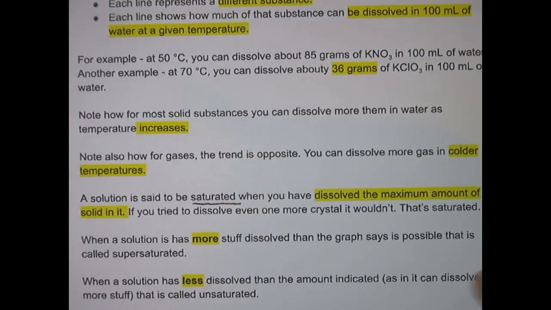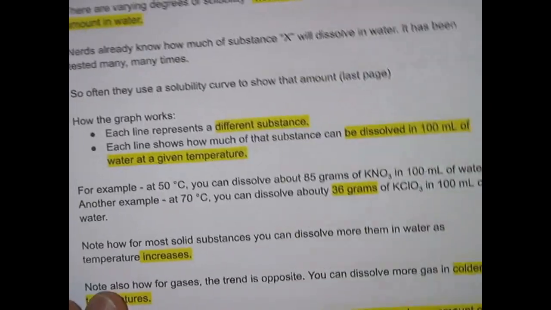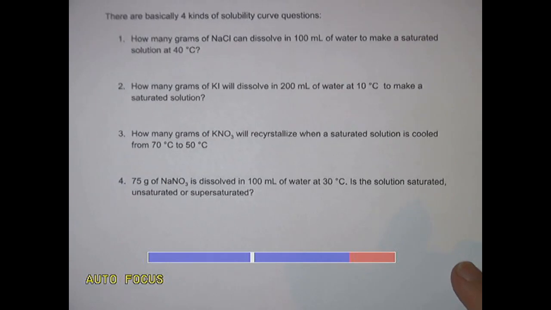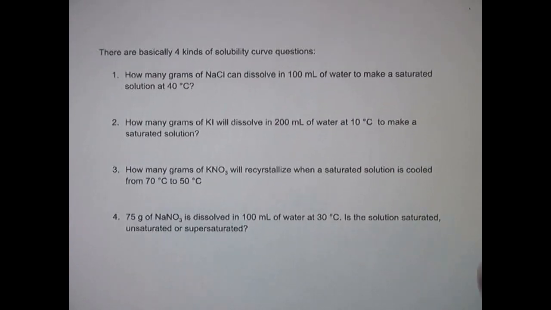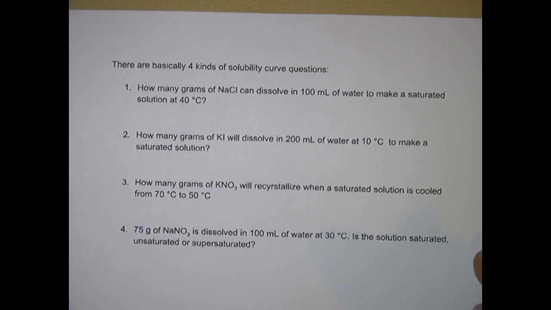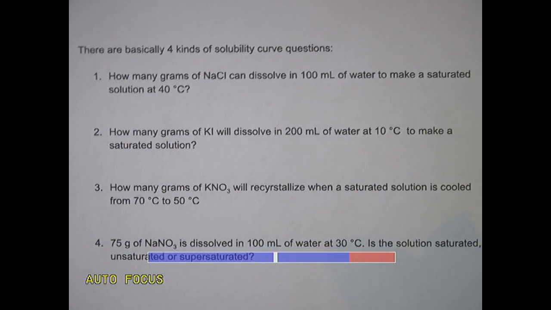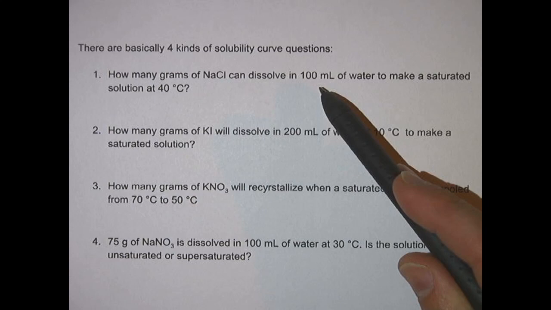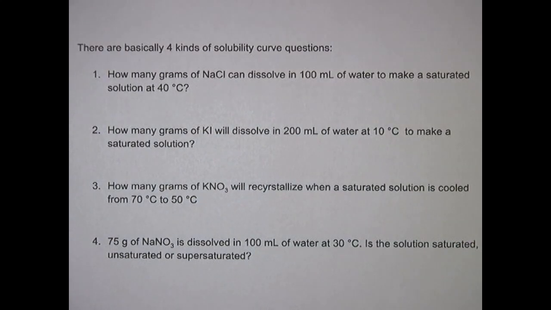And there's really four kinds of solubility curve questions that you usually see, and you've really already seen one of them. In the first one, it says how many grams of sodium chloride, NaCl, can dissolve in 100 milliliters of water to make a saturated solution at 40 degrees Celsius.